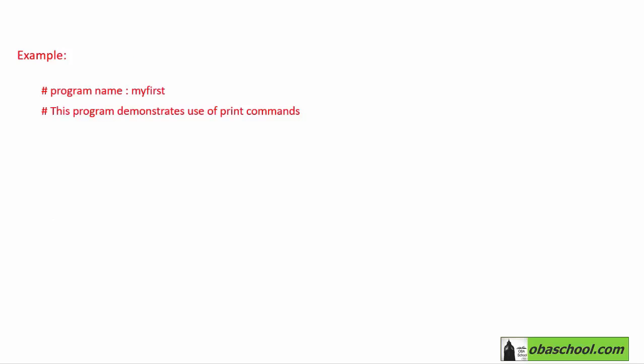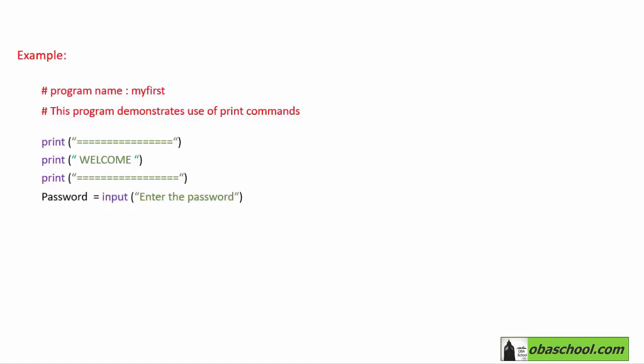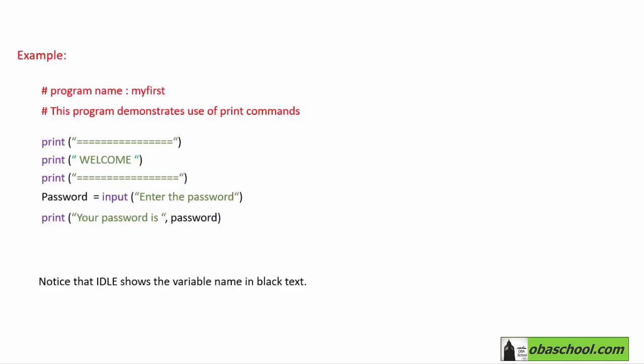First of all, we put comments just to remember what the program is talking about. Now we are printing strings on the screen. Here we asked the user to enter a password and we saved it under the variable name password. And finally, we have the print command with the string your password is, then we have a comma, and then we have the variable which is password. Notice the IDLE shows the variable name in black text. So we previously agreed that the IDLE shows the variable name in black text, and as you can see here, the variables are in black text.